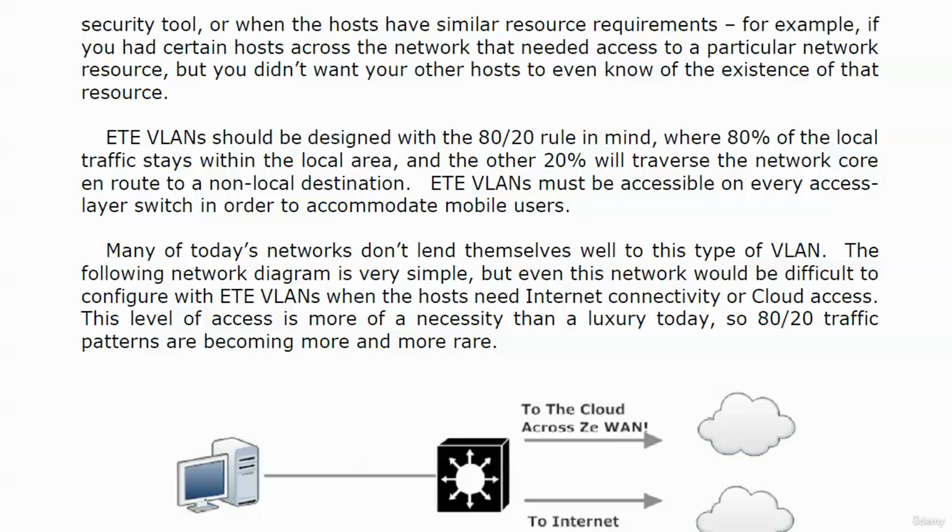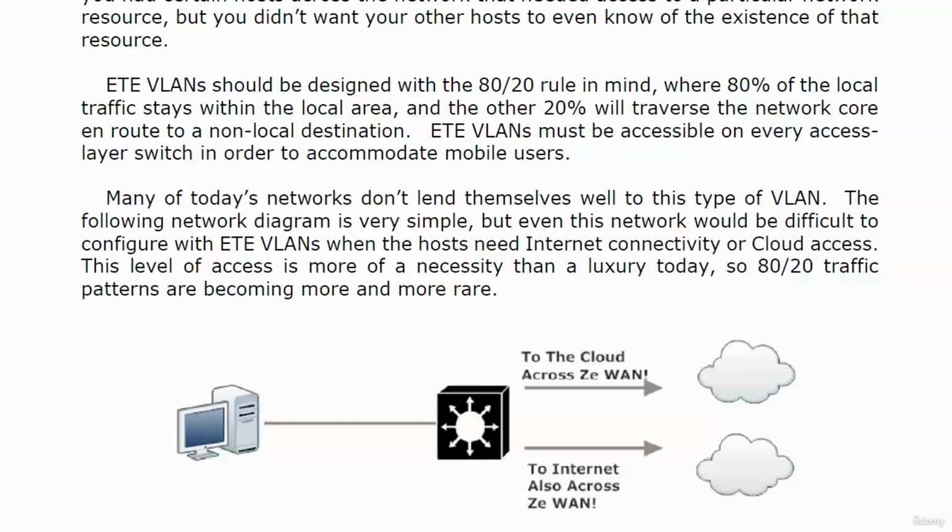They should be designed with the 80-20 rule in mind, where 80% of the local traffic stays within the local area, say the switch block, and the other 20% will actually go across the network core on the way to a non-local destination. Now, that might sound a little crazy to you already because you're thinking, okay, 80% of the local traffic stays local, and only 20% is going to leave in today's world of the cloud and outside company data storage, and of course, so many things we do on the net now business-wise that we weren't doing 15 years ago. Well, you're right.